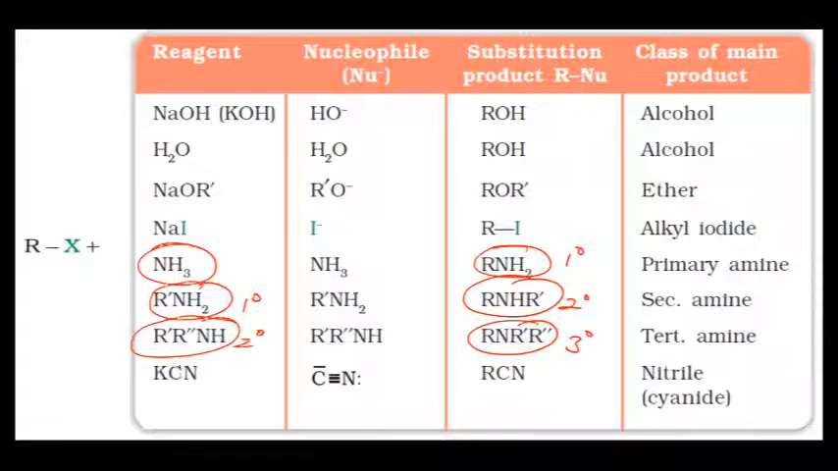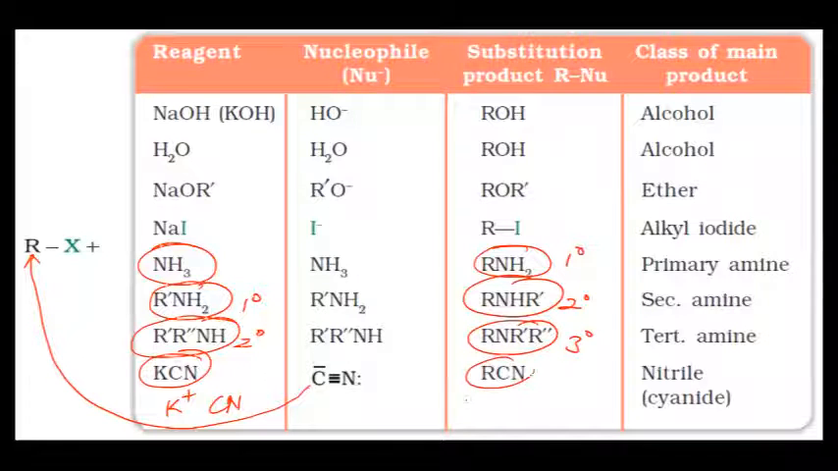Then KCN. KCN will get ionized into K plus and CN minus, and the carbon will have the negative charge as compared to nitrogen, and that's why the carbon will get attached to the R, not the nitrogen. I'll tell you what actually happens. CN can exist in two forms. Okay, I'll talk about it just in a few minutes.